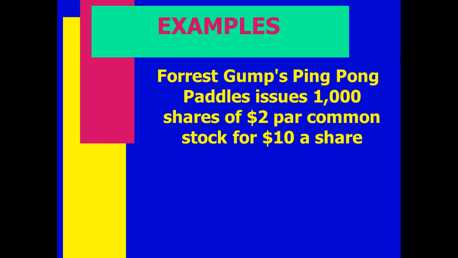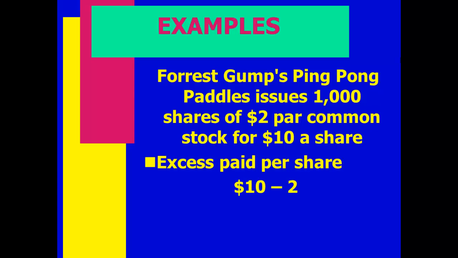We might have a 1 cent par value, and our stock might be trading for hundreds of dollars a share. There's no relationship between the two. Do we have any excess involved in this case? How much per share? $8. $10 we got for it, minus the $2 par value. 10 minus 2 is an $8 excess.